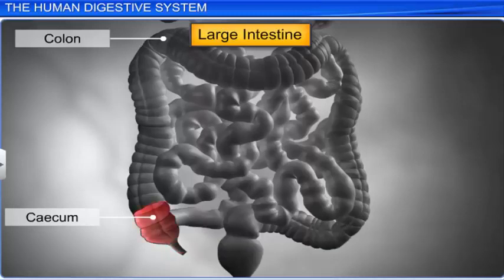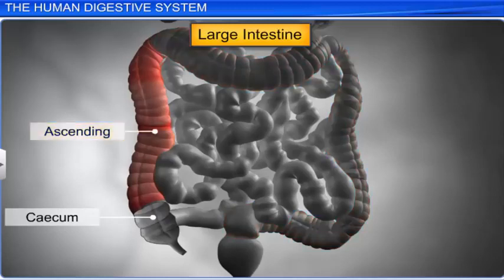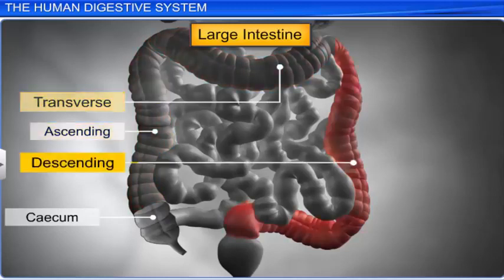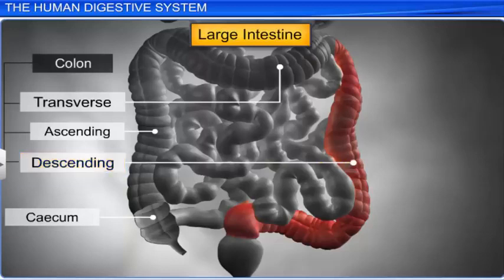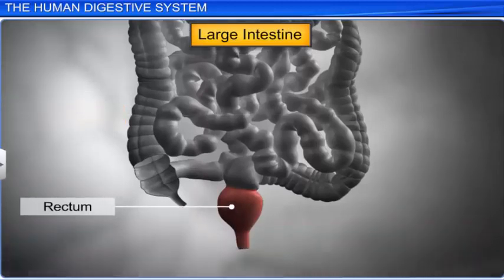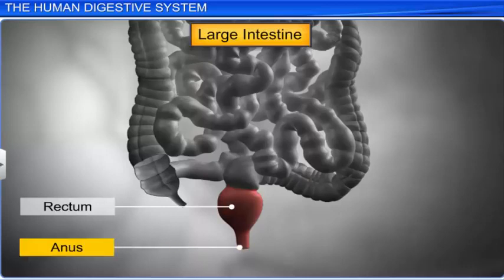The cecum opens into the colon, which is divided into an ascending, a transverse, and a descending colon. The descending part of the colon leads to the rectum, a bag-like structure which stores undigested food as fecal matter till it can be passed out. The rectum leads to the last member of the alimentary canal, the anus.